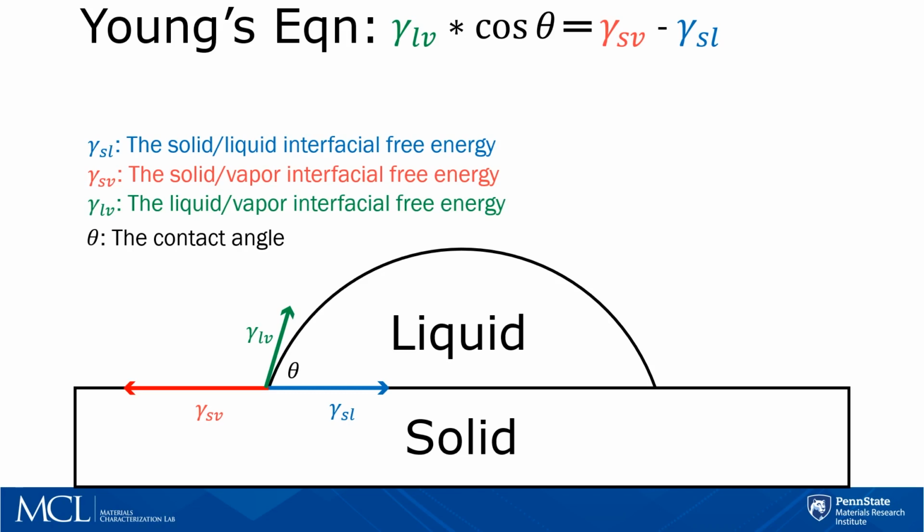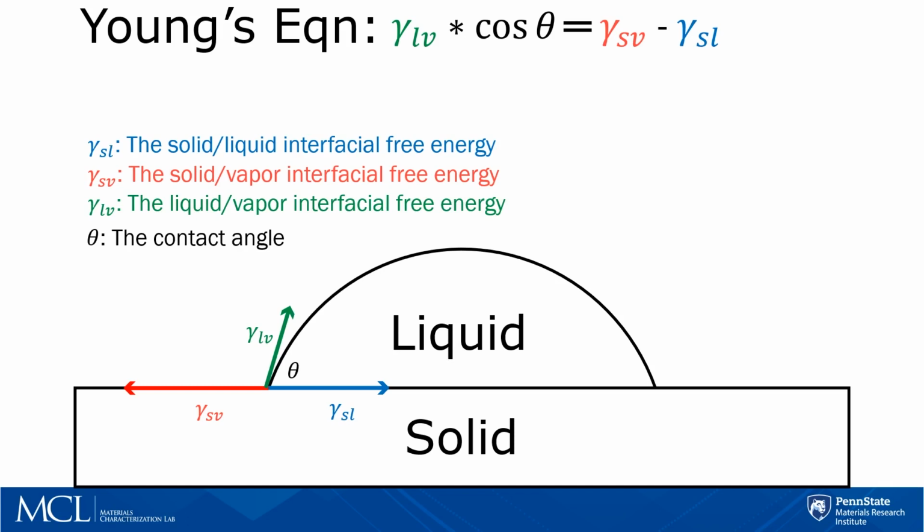Thomas Young was the first to formally investigate this phenomenon in 1805, followed by Athanase and Paul Dupré in 1869. The work resulted in the equation listed above, showing that the contact angle between a solid and a liquid is governed by the interfacial free energies between those three phases.